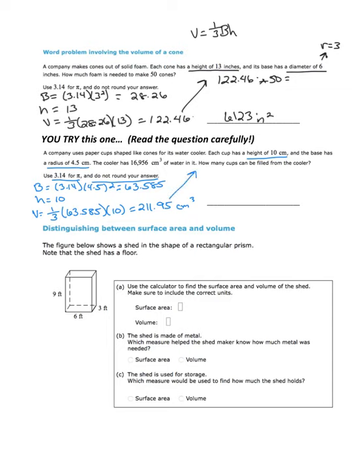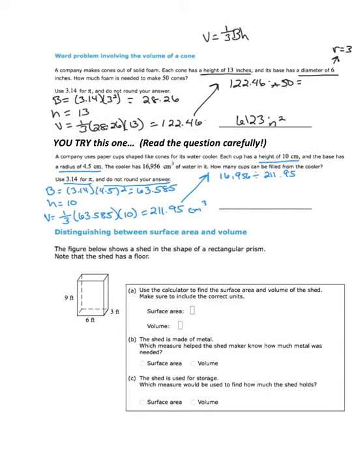So how many cups can be filled? 16,956 divided by 211.95. Let's find out. Well, it helps if I put the right numbers in. 18,956 divided by 211 point. Yeah, makes a whole lot more sense. Whoops. 80 cups. Okay?